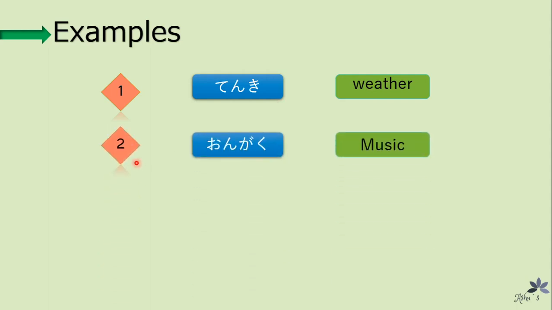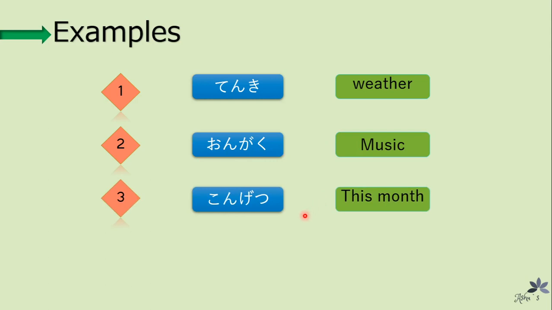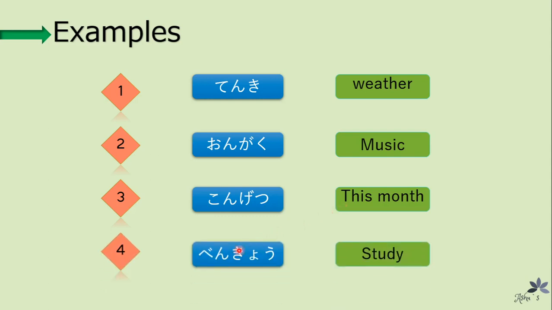My second example is ongaku, which is music. The third example is kongetsu, which means this month. The fourth example is benkyo, which means study. I'll pronounce the words once again. Tenki, ongaku, kongetsu, benkyo. So you were able to hear the nasal sound I did.